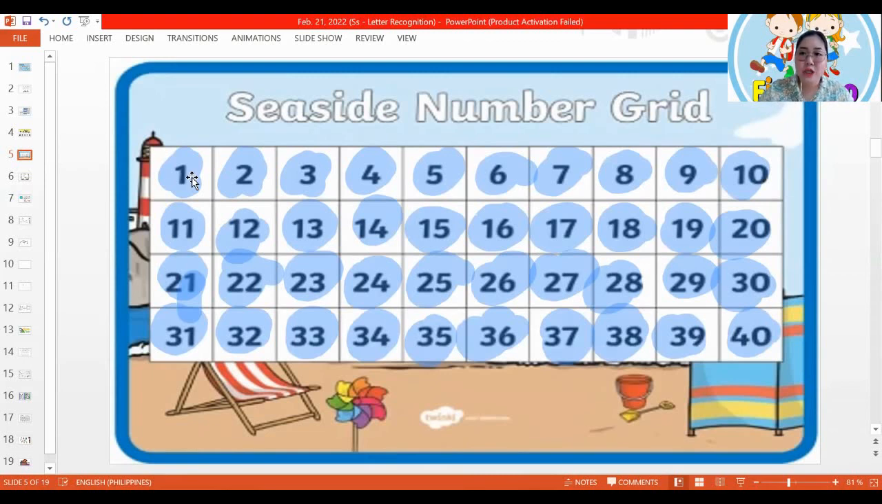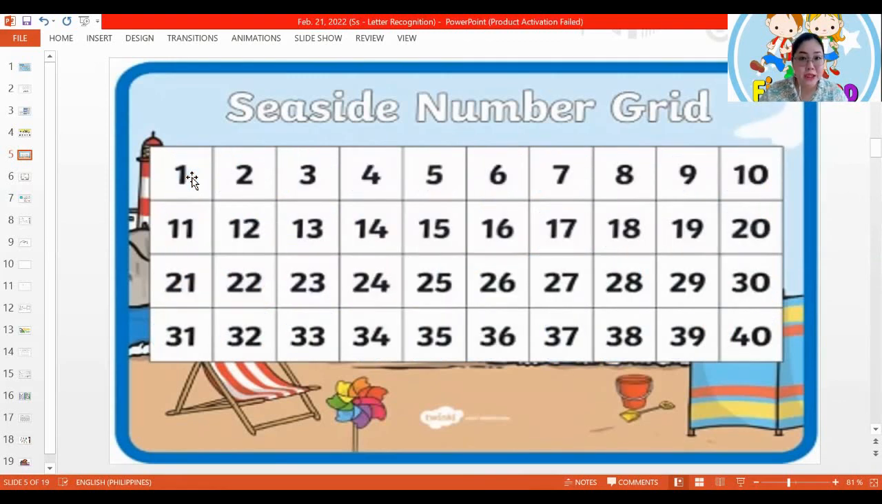Very nice. So who can tell teacher what letter we learned last week? We learned about the letter R. Very good. And what is the sound of the letter R? R for rabbit, R for robot, and also R for raining. Yesterday, it rained almost the entire day.